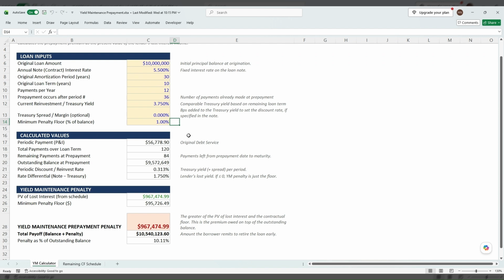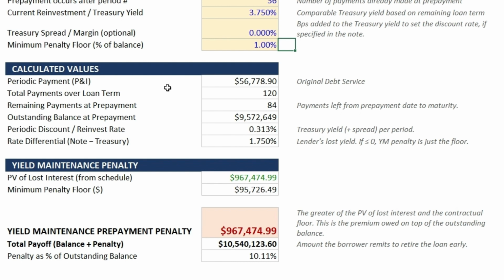Now, let's get to the next section, which is the calculated values. You see that the periodic payment required for this loan is $56,778. That is the debt service, which is to be paid over a 120 month period, out of which 84 months are remaining to be paid. And this 120 minus 36 gives you this 84.